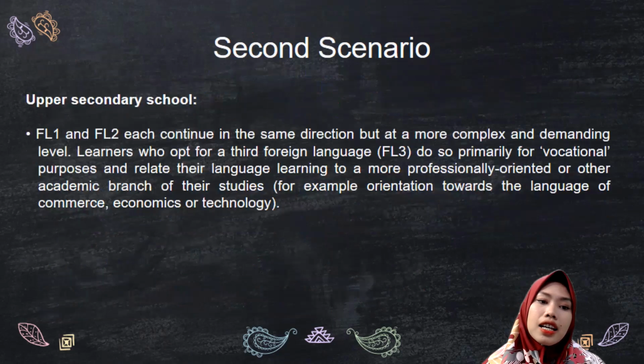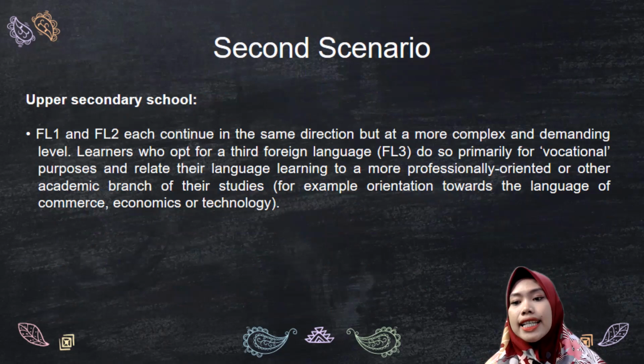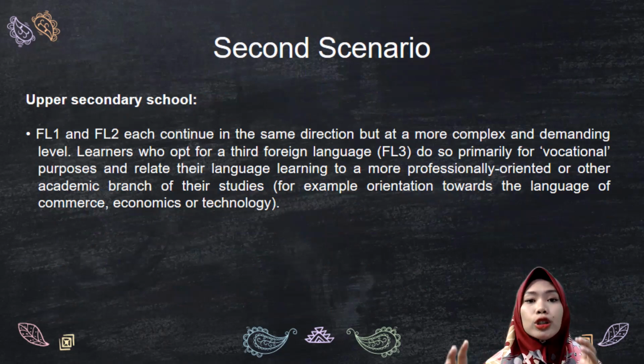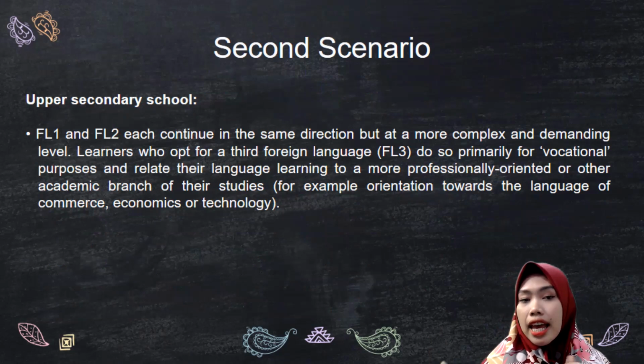Next, upper secondary school. The first foreign language and the second foreign language each continue in the same direction, but at a more complex and demanding level. Learners who opt for a third foreign language do so primarily for vocational purposes and relate their language learning to a more professionally oriented or other academic branch of their studies. For example, orientation towards the language of commerce, economics, or technology.